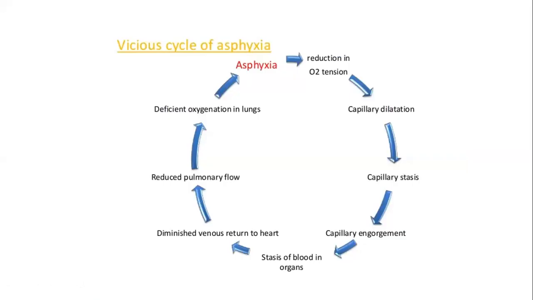What happens after you get drowned? There's a reduction in oxygen tension. There will be capillary dilatation, capillary stasis, capillary engorgement, and stasis of blood in the organs. This reduces venous return to the heart, reduces pulmonary blood flow, and reduces oxygenation in the lung, and then presents with hypoxia. So this is a vicious cycle. As long as you do not attempt to recover the patient, they will continue to be hypoxic. Vicious cycle.